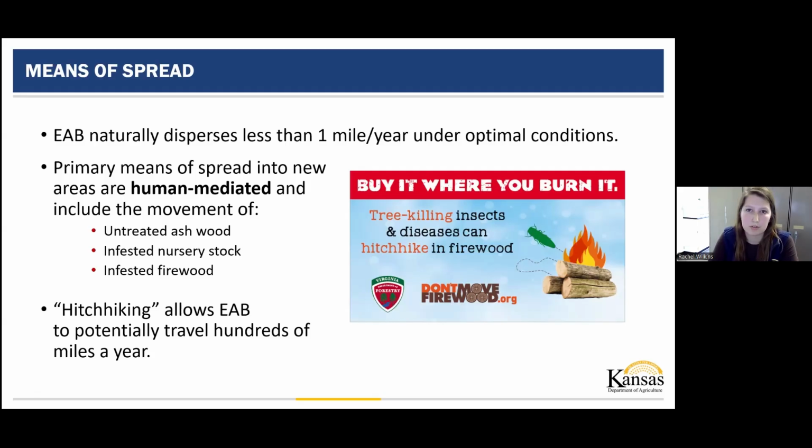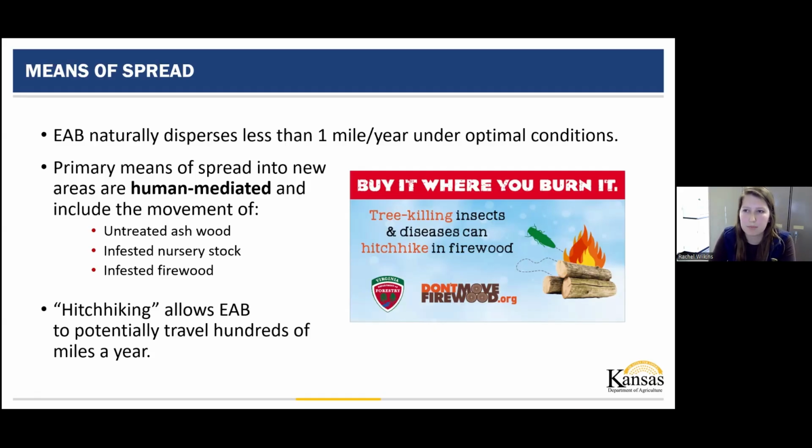So when the adults emerge from the tree, if there's an ash tree right next to it, it's going to go to that tree. There's no motivation for it to fly any farther. It will only fly as far as the nearest ash tree, typically. So how is emerald ash borer spreading so far so fast?